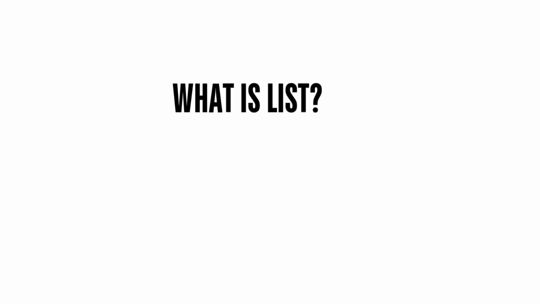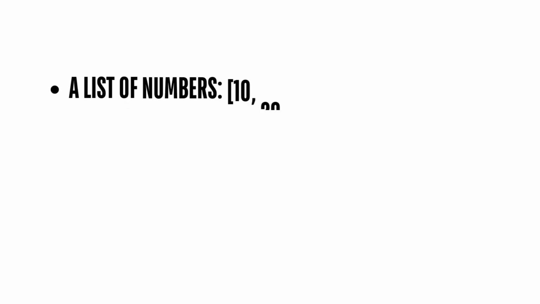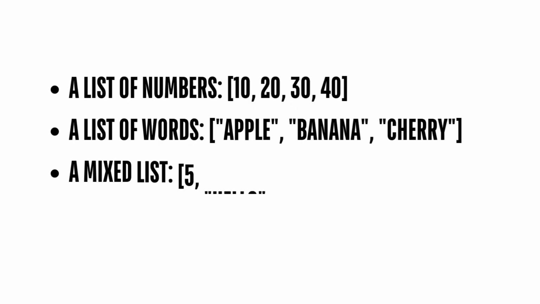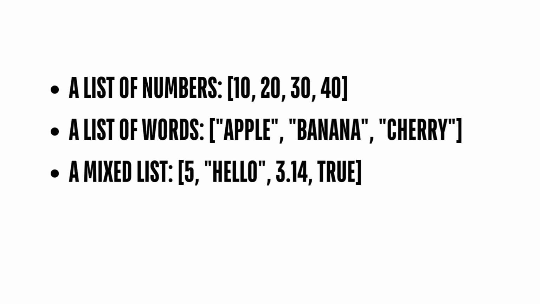What is a list? A list in Python is an ordered collection that can store multiple values in a single variable. Unlike some other data types, lists can hold different types of values such as numbers, text, or even a mix of both. Let's look at some examples. A list of numbers: 10, 20, 30, 40. A list of words: apple, banana, cherry. A mixed list: 5, hello, 3.14, True.